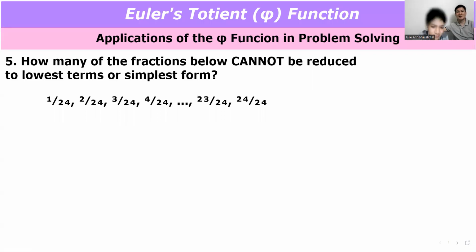Hi Joshua. Let's continue applying the Euler's quotient or phi function in problem solving. So we have three problems to solve today. Number 5: how many of the fractions below cannot be reduced to lowest terms or simplest form?